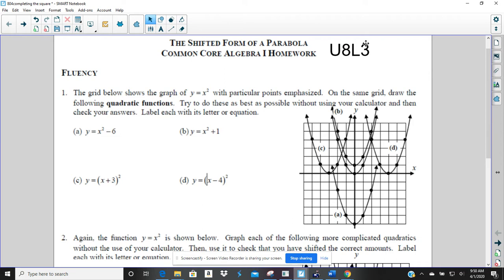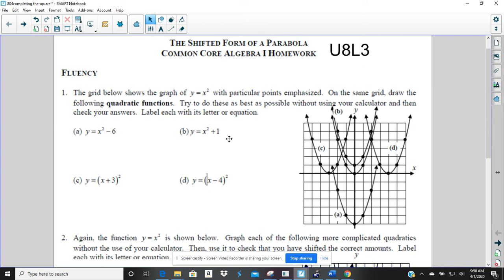Here's the answers for the first question. What you're trying to do, they want us to try and see visually what happens when we're moving. We have different equations with virtually the same numbers. For example, on question 1A and B, the only thing that is changing is the -6 or the 1. The x squared staying the same.